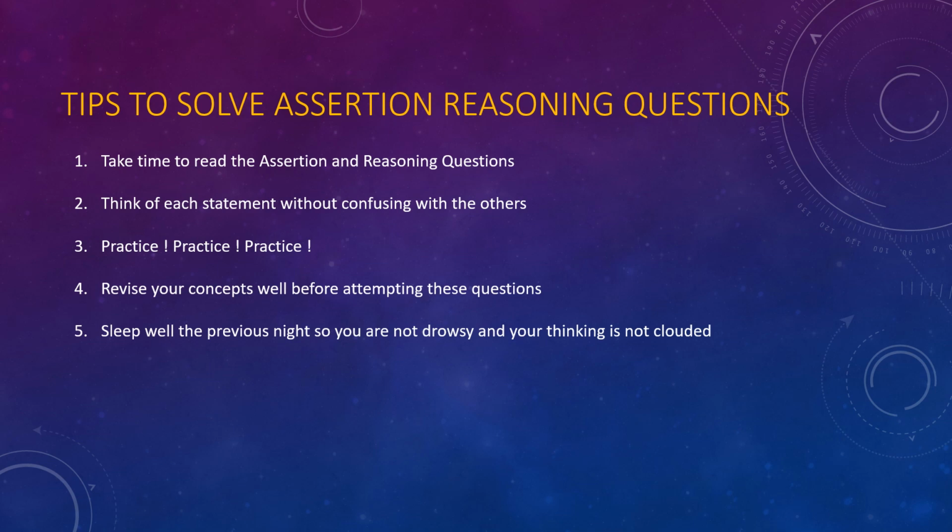Then, like I said just now, think of each of these statements without confusing with the other. So first you think of them individually and then try to see whether there is a relation or not. And then you have these four options, option A, B, C, and D. And it might get a little confusing when you are actually selecting the options. So the more and more you practice, it becomes easy to deal with these questions.